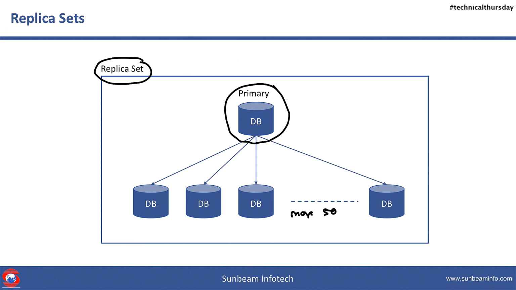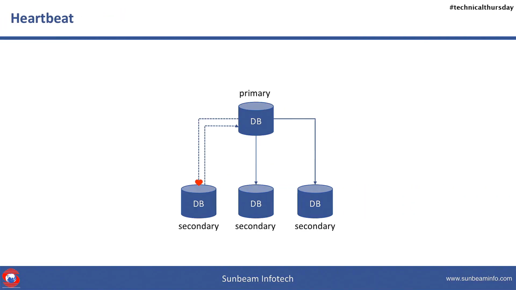Now you might be wondering, how does it work? Behind the scenes, every primary and secondary keeps sending a heartbeat signal. The heartbeat signal is the one with which the primary knows the secondary is available, and the secondary knows the primary is still available. Now, imagine the primary fails. The secondaries will not receive the heartbeat signal, thus they will know that the primary has failed. When the primary fails, there will be an election process, and whoever wins the election will be considered the next primary, and things will move on.